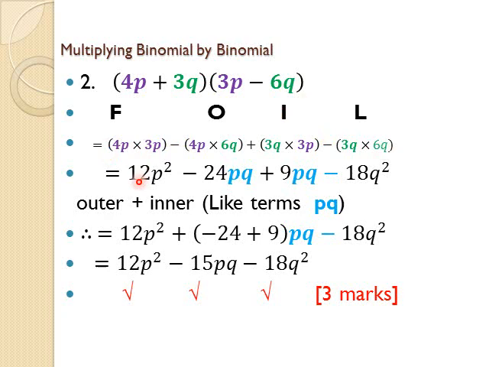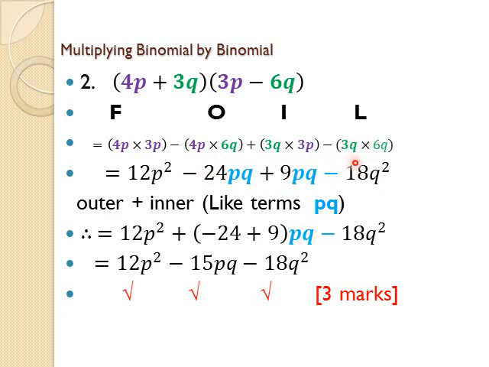4 times 3 would give me 12. p times p gives me p squared. Negative stays negative. 4 times 6 would give me 24pq. Positive 3 times 3 would give me 9pq. That stays negative. 3 times 6 gives me 18. q times q, q squared.